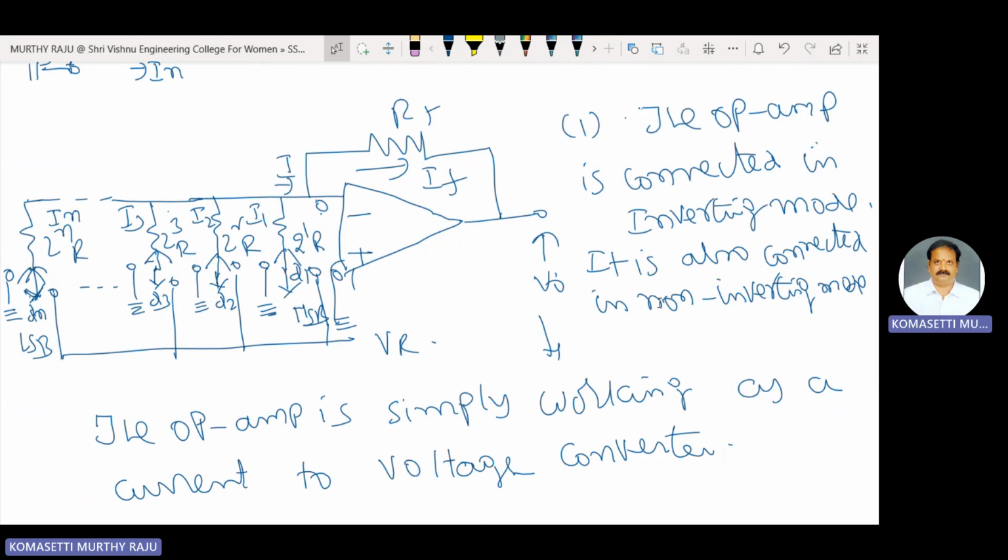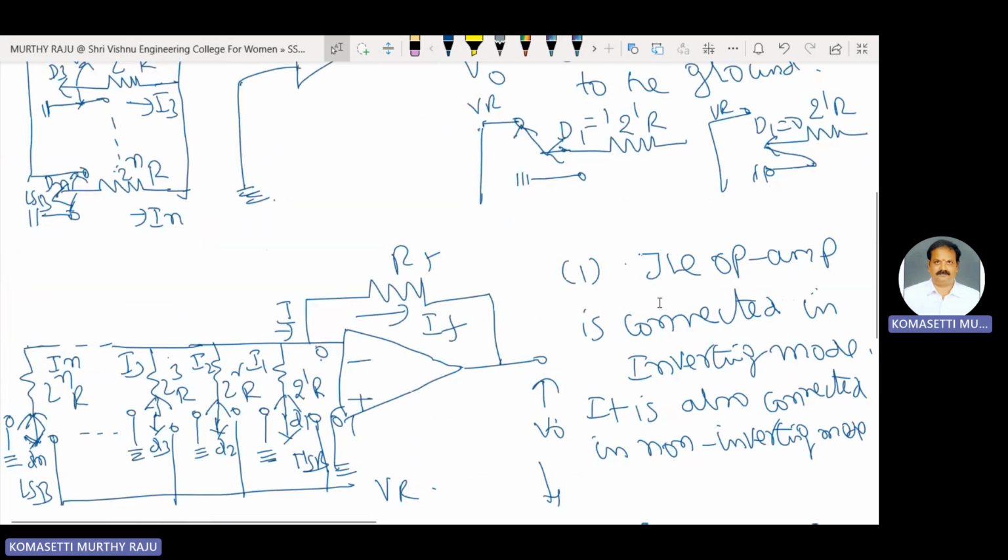Next, one more important point here is a weighted resistor DAC produces an analog output, that is V0, which is almost equal to the digital, that means binary input, by using binary weighted resistors in the inverting adder circuit.